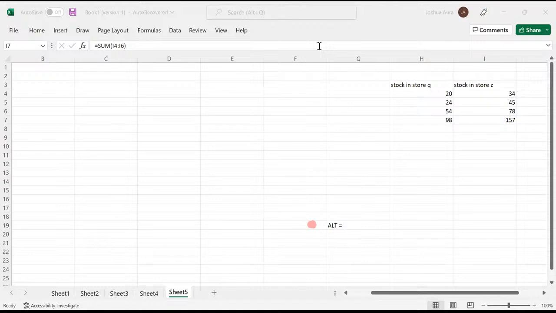If I want to undo the overlapping columns, if I want to undo whatever I've done here, who can give me the command? Control Z. You guys are great.